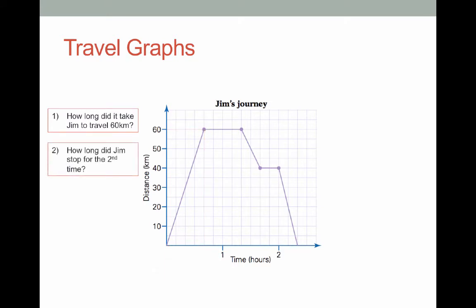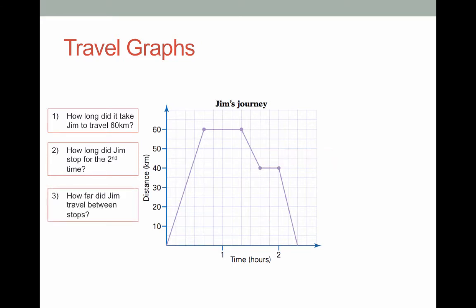Question number 2. How long did Jim stop for the second time? Pause the video. Okay, he stopped twice. First time was here, second time was here. We know that it's a stop because time is continuing, but he's not getting further away from home or closer to home. So these are the 2 stops. We just want to concentrate on the second time. Now the second time that he stopped for 2 boxes. And we should know that 2 boxes is 20 minutes.